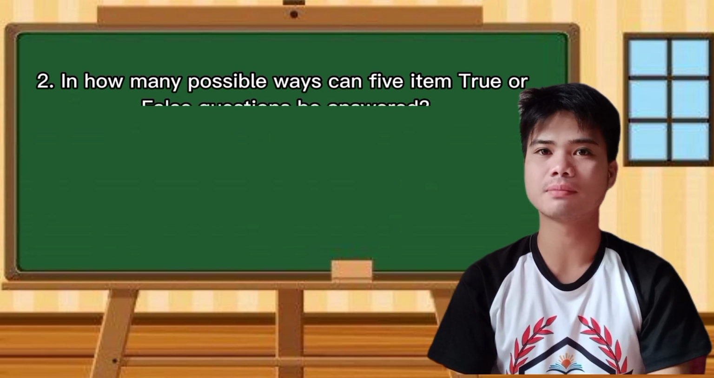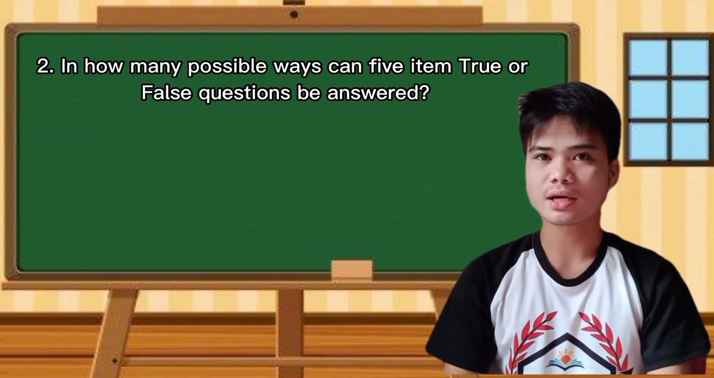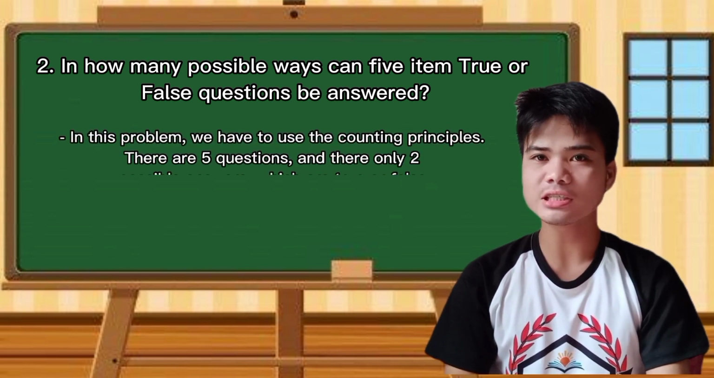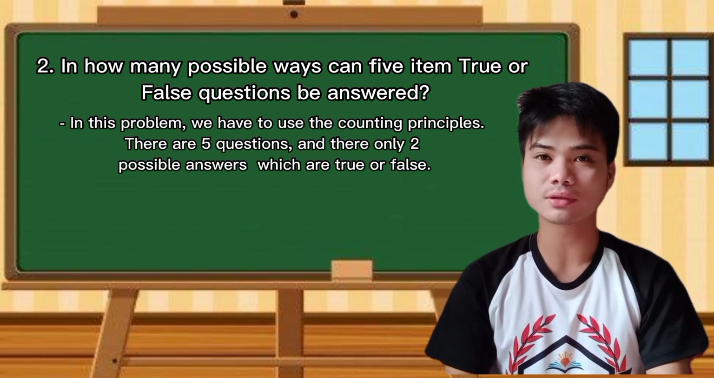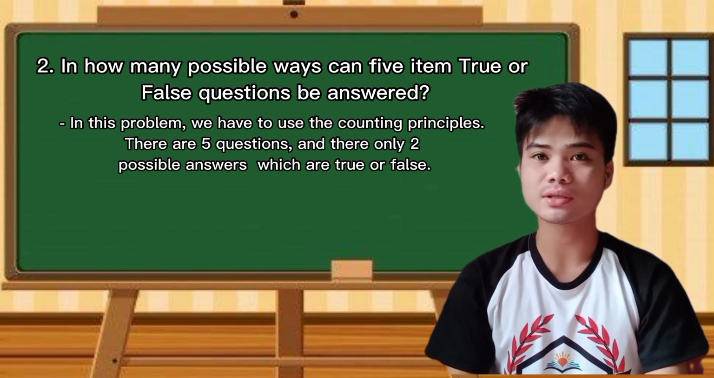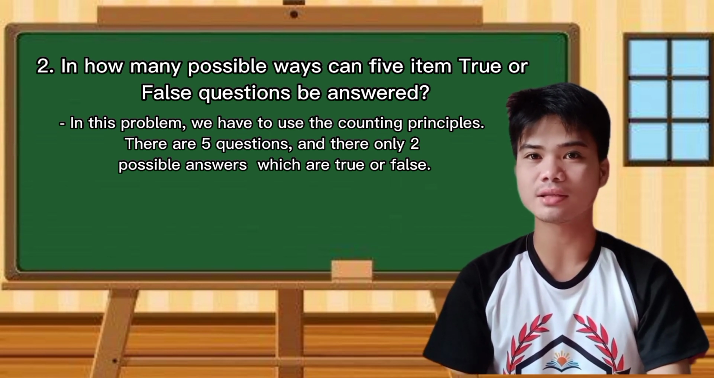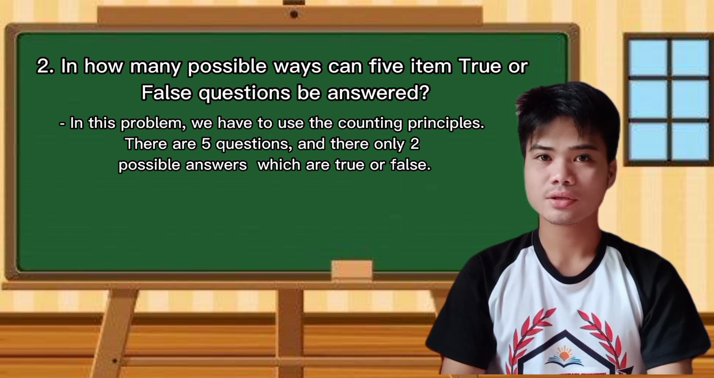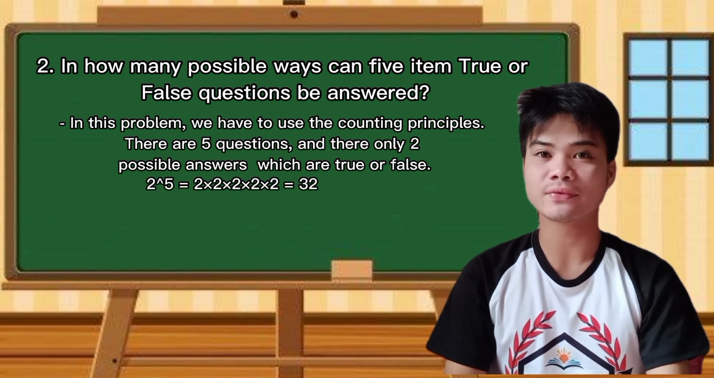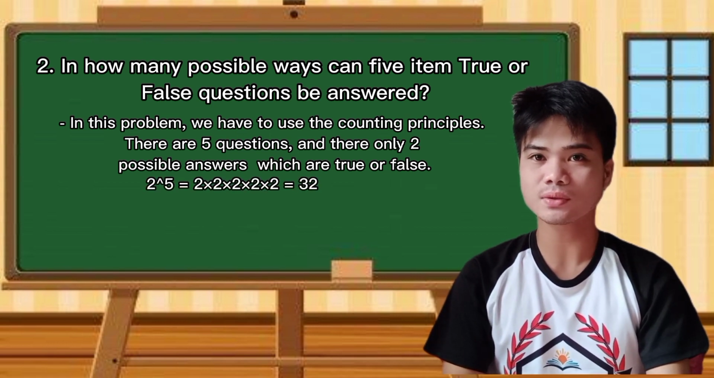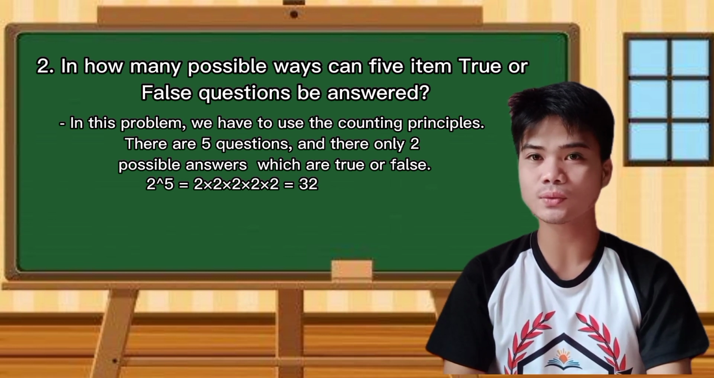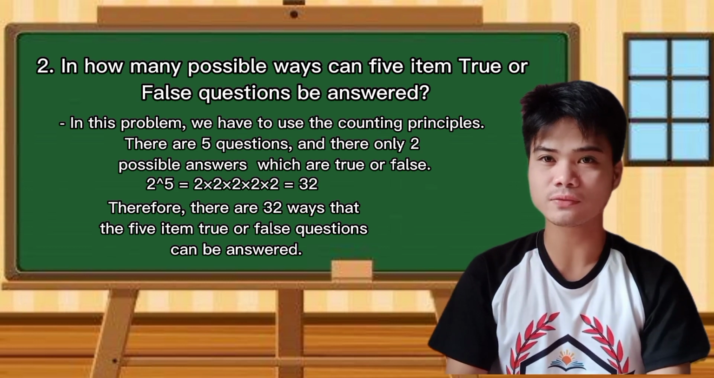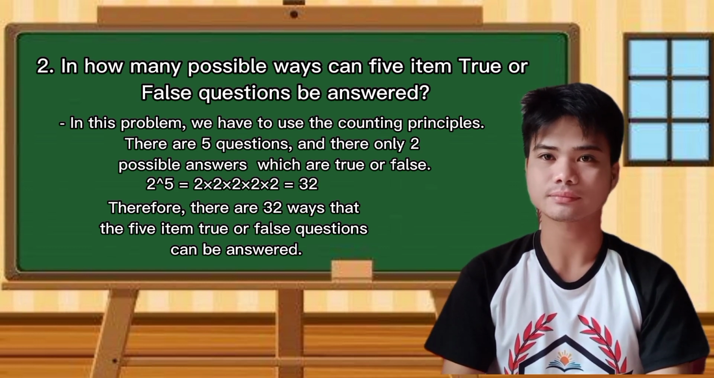Number 2, word problem. In how many ways can 5 item true or false questions be answered? So in this problem, we have to use the counting principles. There are 5 questions and there are only 2 possible answers, which are true or false. Therefore, it is 2 raised to the power of 5. So 2 times 2 times 2 times 2 times 2 is equal to 32. Therefore, there are 32 ways that the 5 item true or false questions can be answered.